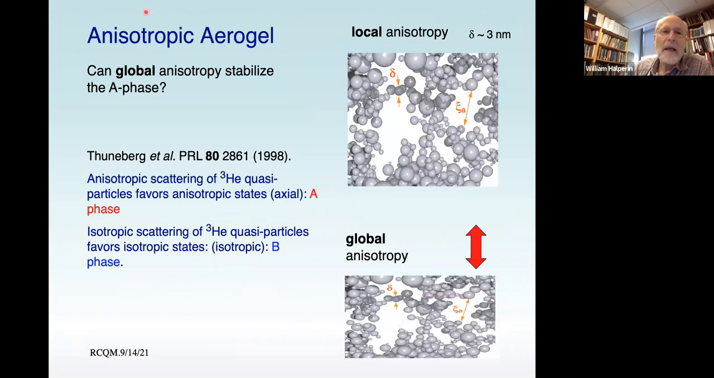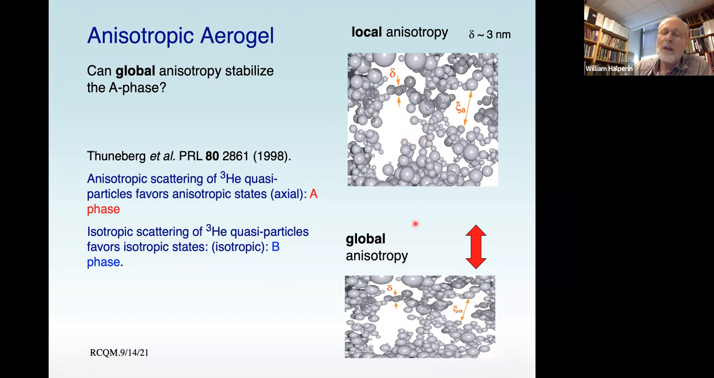So why not make it anisotropic and really check on this? So that's what we did. Here's the numerical simulation of an aerogel. You can see there's local anisotropy, but the mean free path is much larger than this, so it averages over all these little local details. And what you want really is global anisotropy.